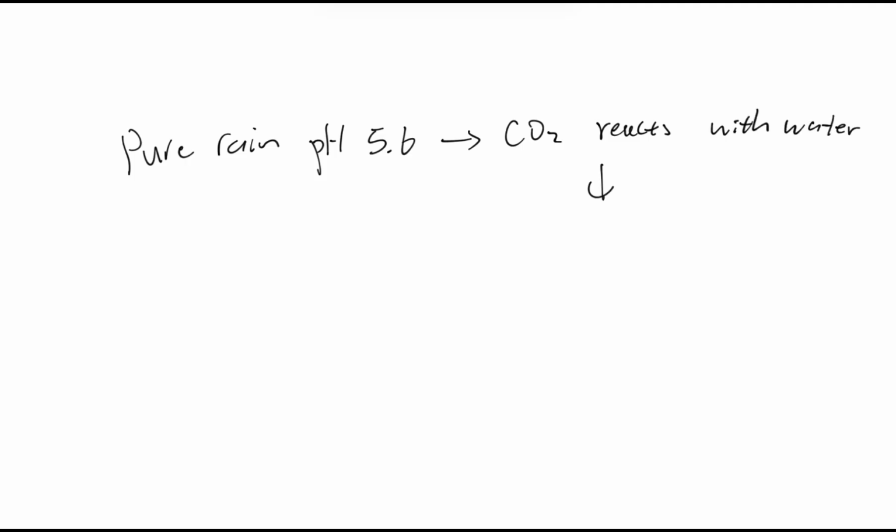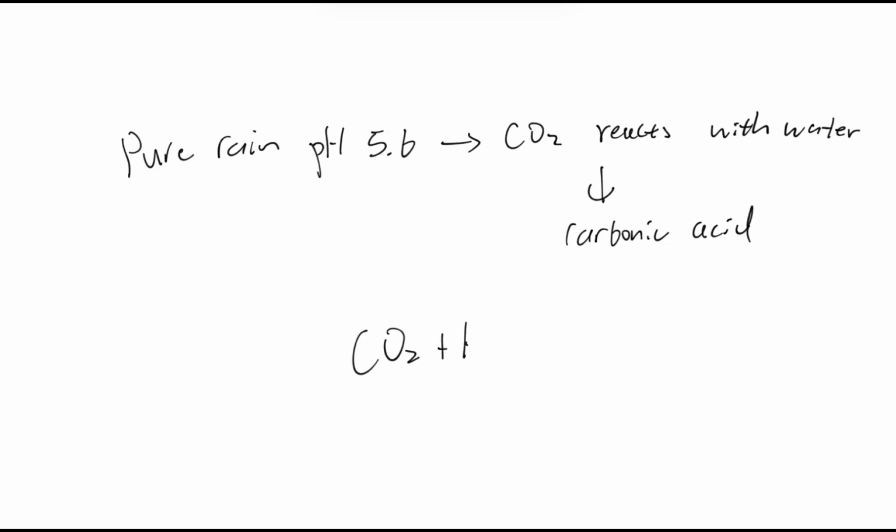Pure rain will naturally have a pH of approximately 5.6 because carbon dioxide reacts with water in the formation of weak carbonic acid. Acid rain has a pH lower than 5.6, at times as low as 4.0. This is a result of human activity.